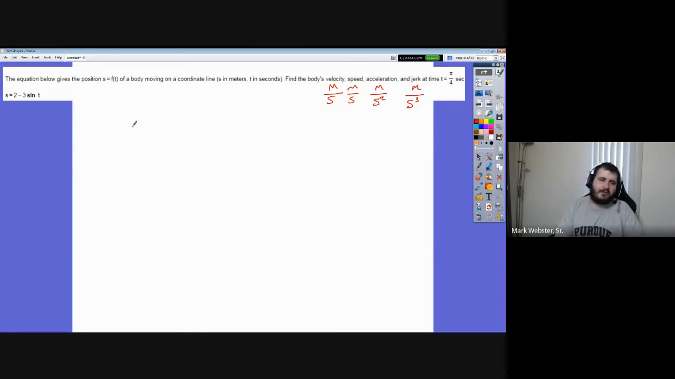So what we want to do, before we do anything else, is find the first, second, and third derivatives of our distance function, because it's going to be a pain if we do one thing and then have to come back and do something else. Let's just generate all of them right now. Distance, let's do velocity. We'll take the derivative of distance, and so the 2 goes away. The derivative of sine is cosine, so we get -3 cosine of t.